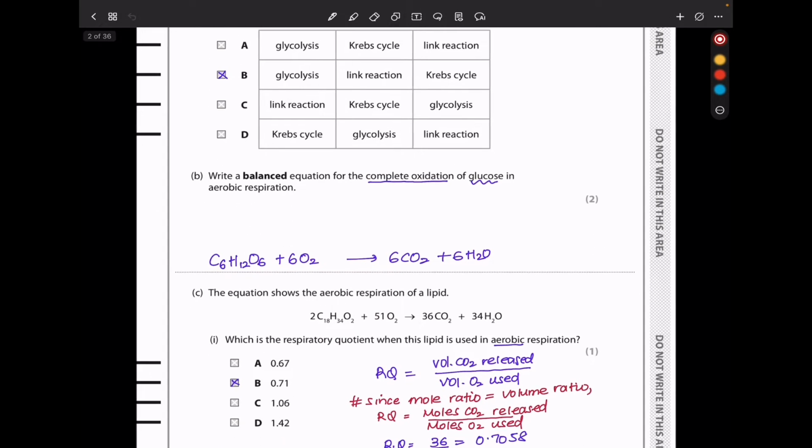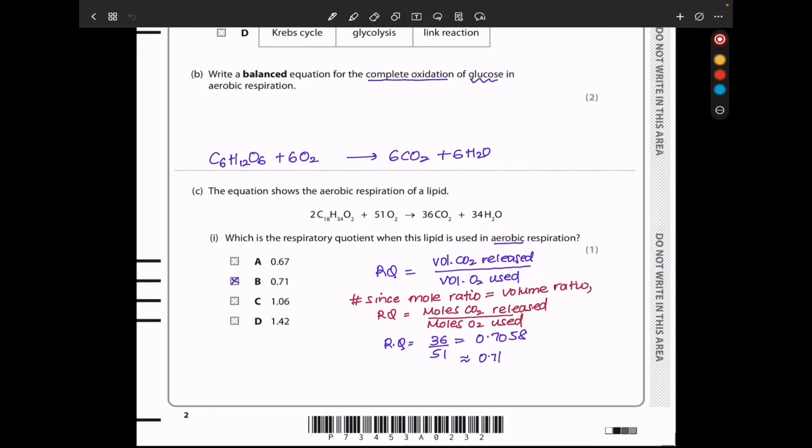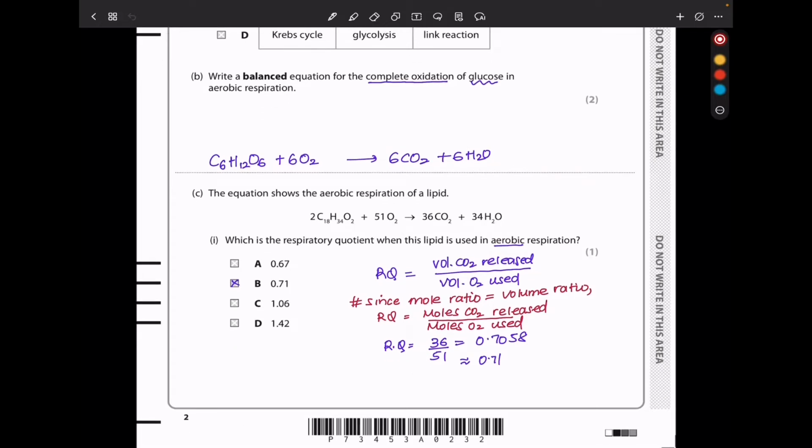Next, they say write a balanced equation for the complete oxidation of glucose in aerobic respiration. During aerobic respiration, glucose is reacted with oxygen. We produce 6 carbon dioxide molecules and 6 water molecules, so this should be the equation. And next, they say the equation shows the aerobic respiration of a lipid, which is this one here.